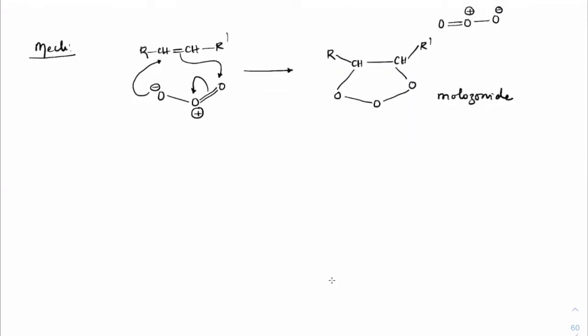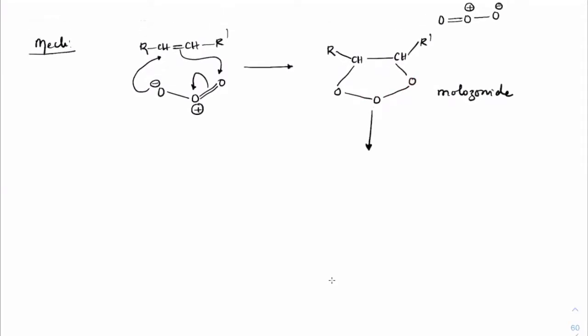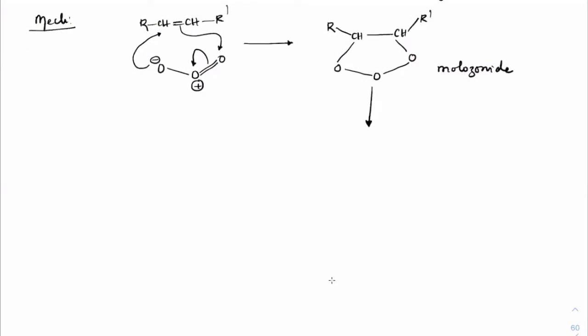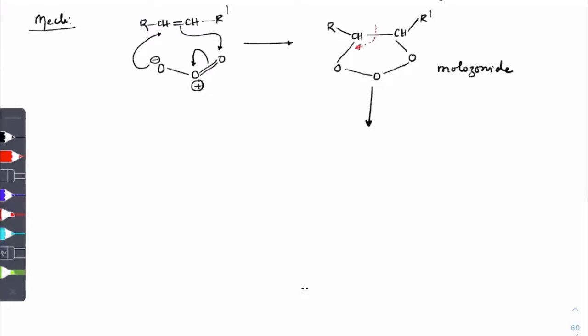Once you get the molozonide here, you can see there are two peroxy linkages now. Two peroxy linkages cannot stay for a longer time. So this intermediate which is formed is not a stable form. It will immediately break into different forms. So how does it break? Let's see. In molozonide, this bond is breaking here to make a double bond, and this bond is trying to get on oxygen as O minus.